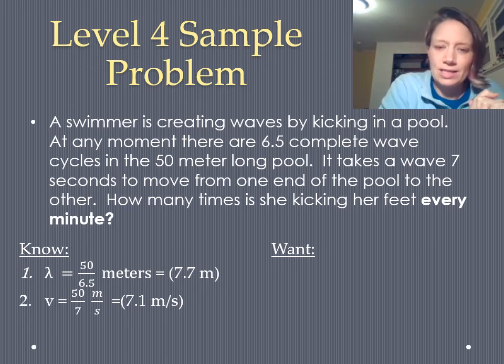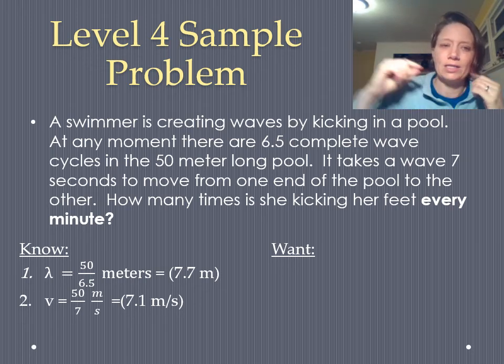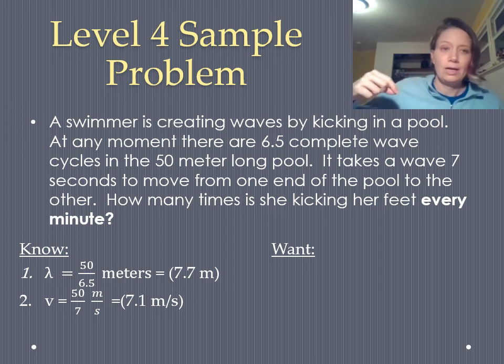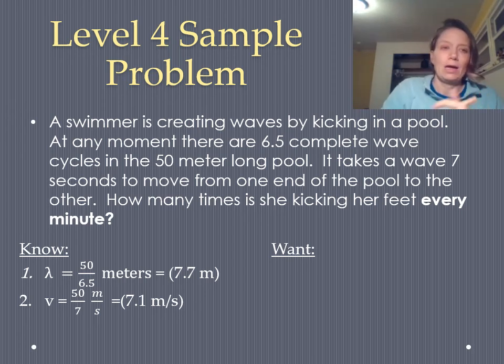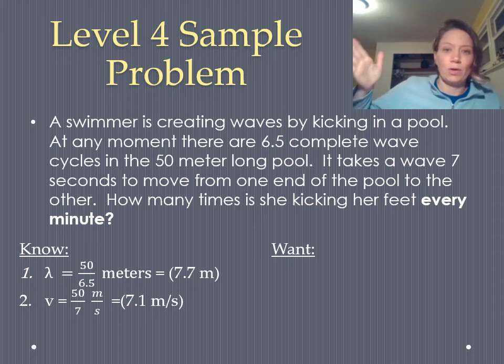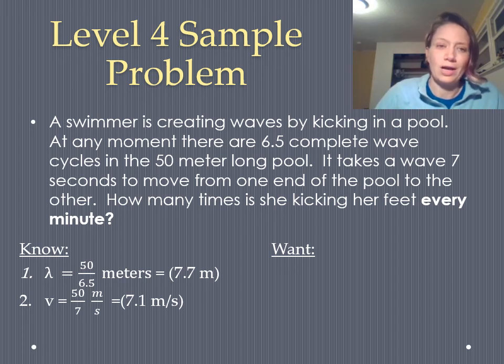The second sentence says it takes the wave 7 seconds to go from one end of the pool to the other. This is our old friend velocity, right? How fast something is moving. But you have to do a little bit of work to calculate velocity. Remember that velocity is the distance covered every second. So in this case, we know it goes 50 meters in 7 seconds. So when you put that into your calculator, you actually get a velocity of 7.1 meters every second.